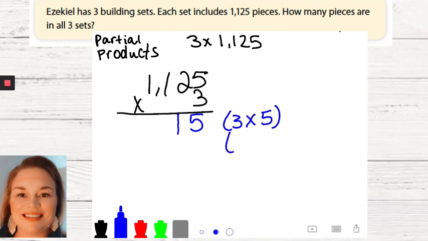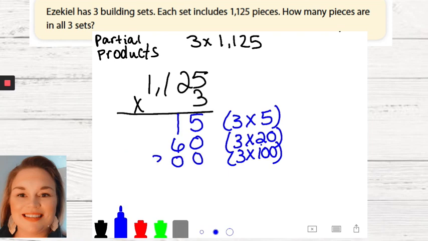Next, you'll distribute your 3 to the tens place, which is 20. Find your basic fact of 3 times 2, which is 6, plus a 0 to give you 60. Distribute the 3 to the hundred spot, which is 100. Find the basic fact of 3 times 1, which is 3, and add the 2 zeros, which is 300.